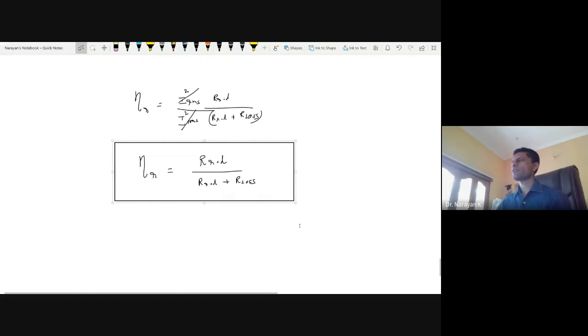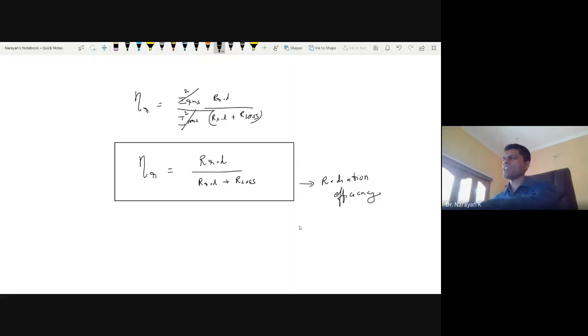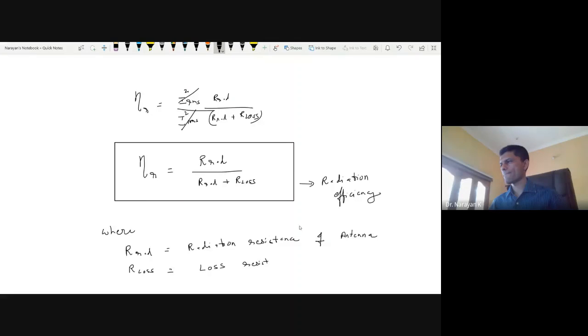So this is how we can define the radiation efficiency of the antenna in terms of radiation resistance and loss resistance, where the radiation resistance is the radiation resistance of the antenna and the loss resistance is the loss resistance of the antenna.